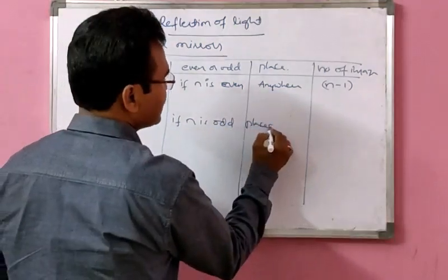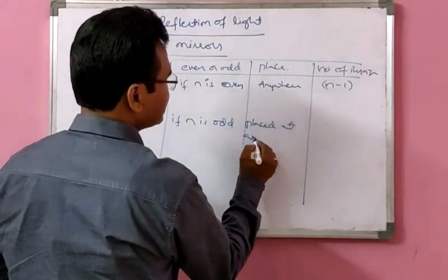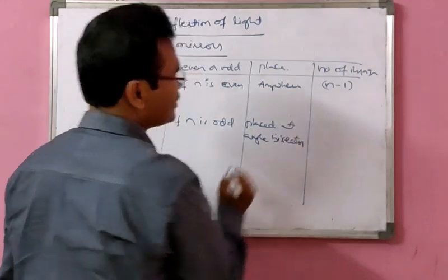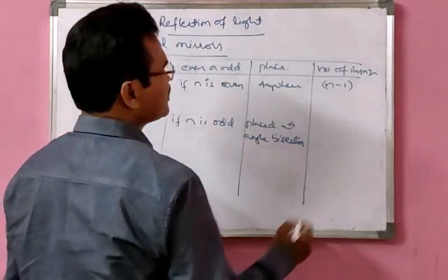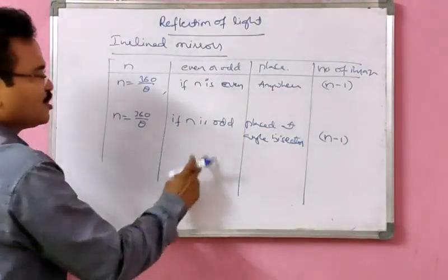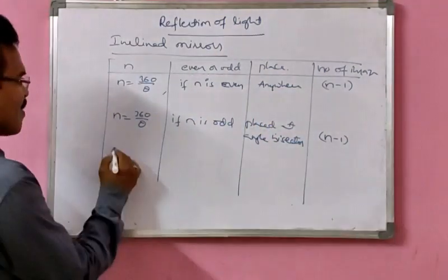and the object is placed at the angle bisector, which we just discussed here, the number of images will again be n minus 1. In this case, you are going to get an even number of images.